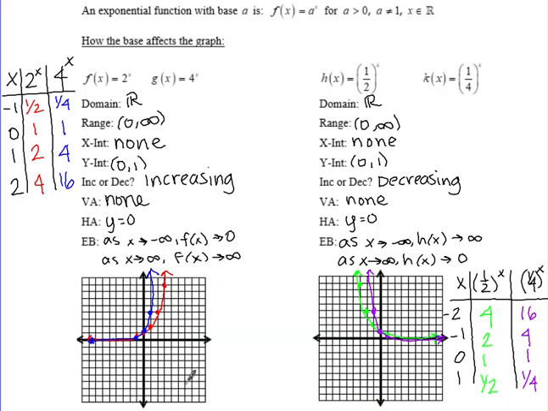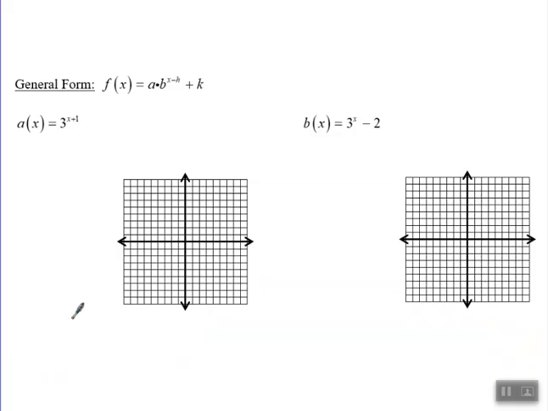When the base is greater than 1, like f of x and g of x, we have increasing graphs, or exponential growth. So let's go ahead and look at a couple more graphs. The general form for an exponential function is a times b to the x minus h plus k. You should have seen this in Algebra 2. We have the same transformation rules as we did in Algebra 2.